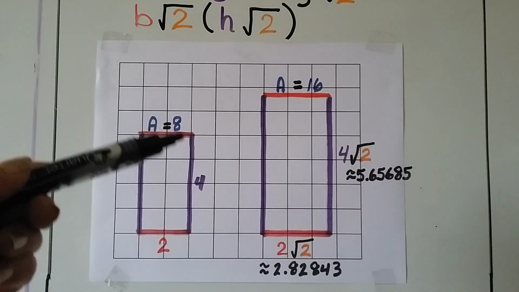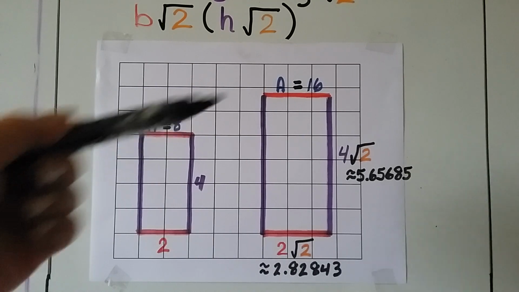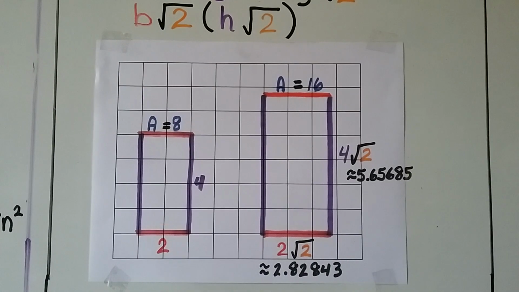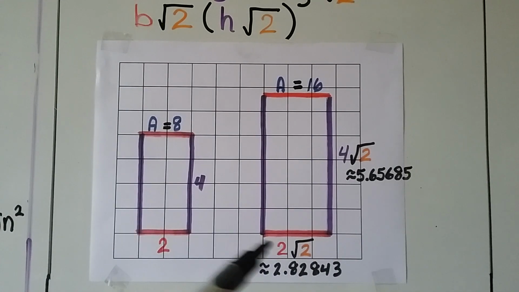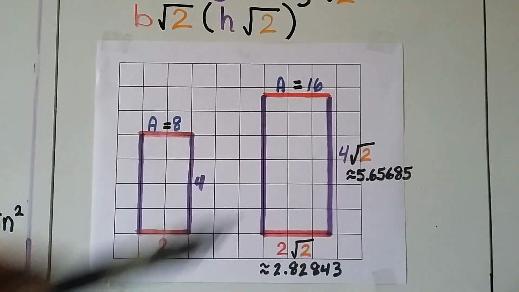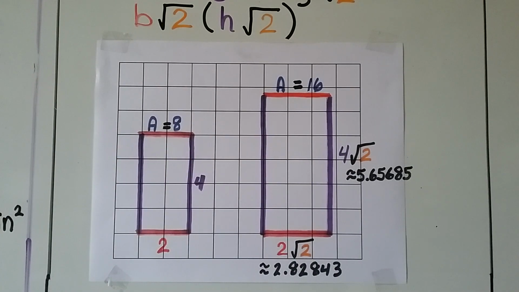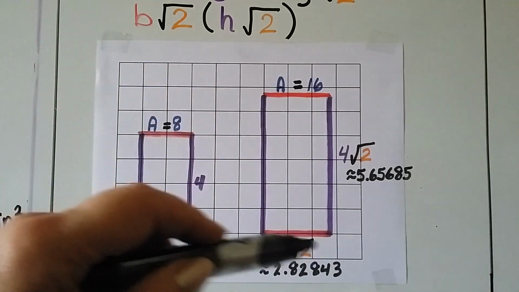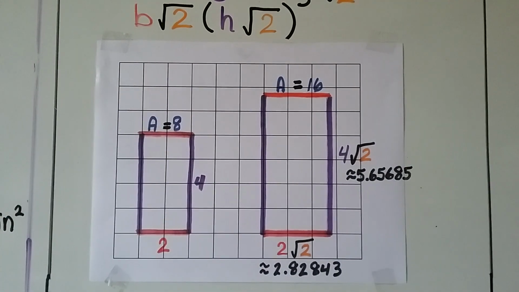If we have an area of 8, doubling it's easy. That's 16. That's just 8 times 2. But what happens to the sides? Well, we multiply this side 2 by a square root of 2, which is approximately 2.82843, and we multiply this 4 by square root of 2, which is approximately 5.65685. Now that area is doubled, and the sides were multiplied by square root of 2 because we doubled.